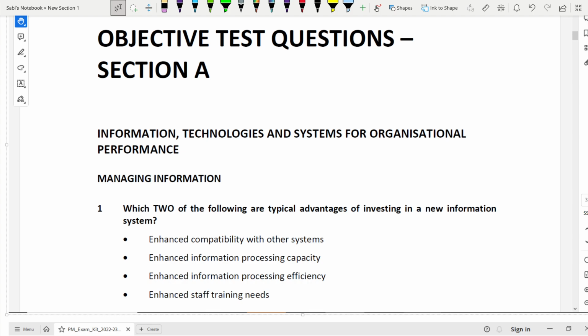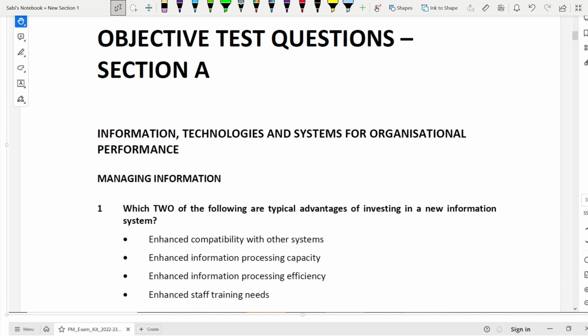What I'm going to do for the September 2023 session is solve the entire revision kit of Kaplan for Performance Management. But the way I'm going to do it is by dividing it into different sections. There are three sections in your exam: section A, section B, and section C. So I'm going to do the three sections separately, and even under each section it is divided topic wise.